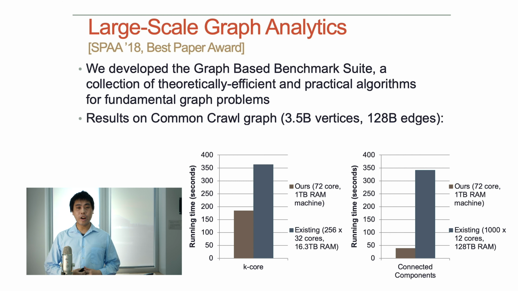We compared to the fastest existing solutions that reported results for the Common Crawl graph and found that our running times were faster. So here I'm showing the running times for two of the algorithms that we designed, K-core decomposition and connected components. And we can see that compared to existing solutions, our running times are better. Furthermore, the amount of hardware resources that we used to achieve these running times was significantly lower than the number of cores and amount of memory used by these existing solutions.